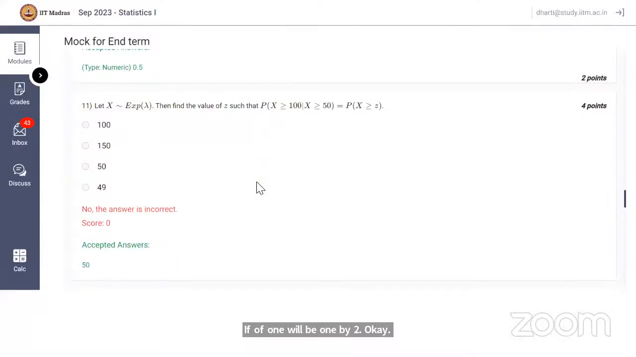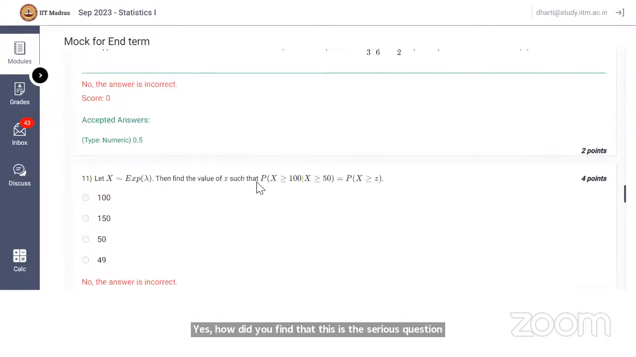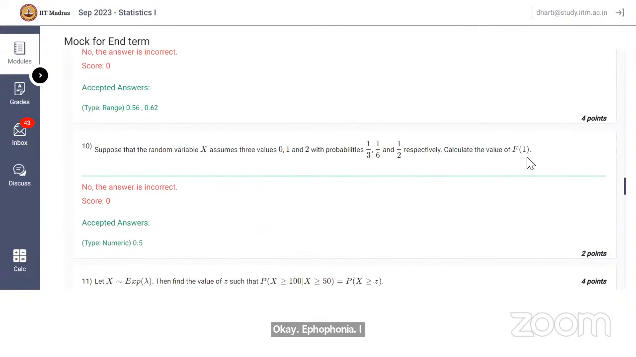I'm completely blank in this question. How did you solve this? Calculate the value of CDF? Yes. How did you find that this is the CDF question? It is just F of 1. F of 1 is the standard notation for CDF, right? Have you attended the last sessions, open sessions or practice sessions? No, ma'am, I did not. That's why there may be confusion. Whenever there is capital F of X, it means the CDF.